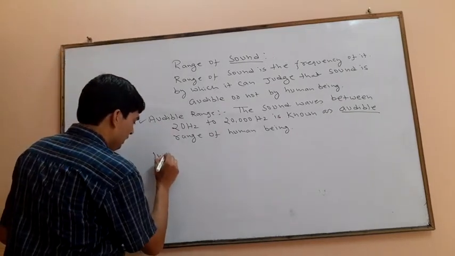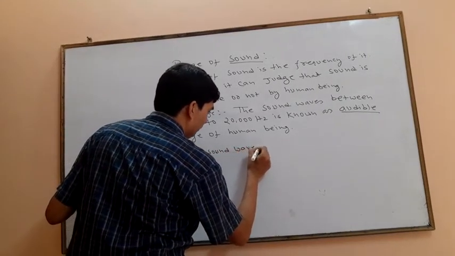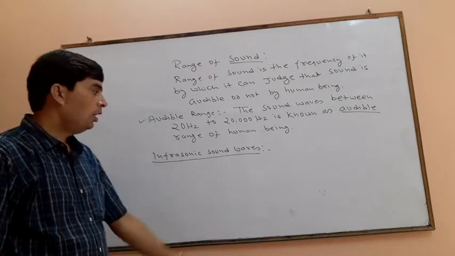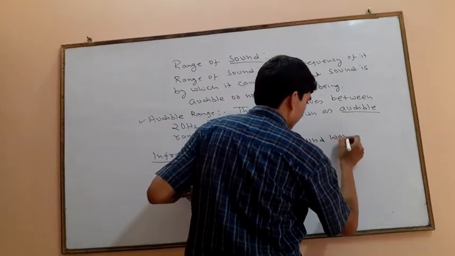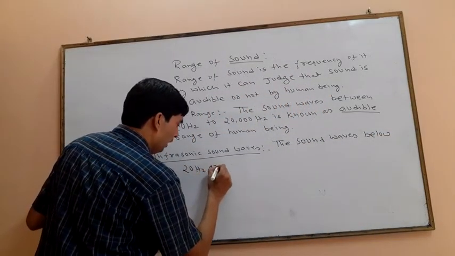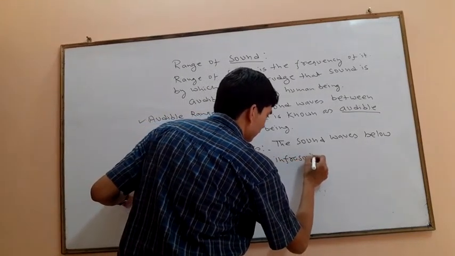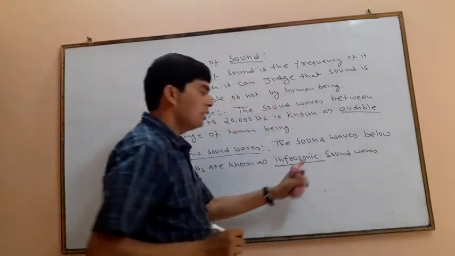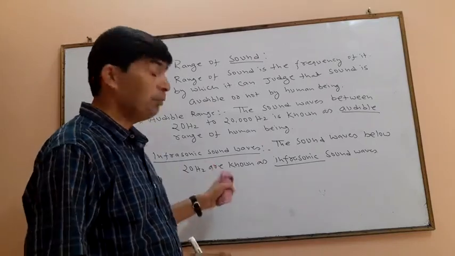The next is infrasonic sound waves. How is that? The sound waves below 20 hertz are known as infrasonic sound waves. Some animals can listen to this sound, but we humans can't listen to these sound waves. Infrared radiation is also an example of these waves.